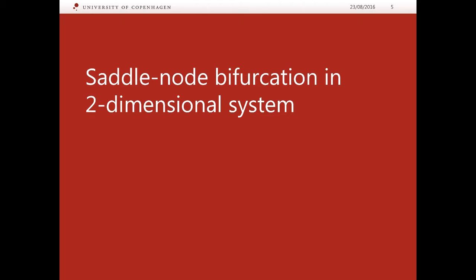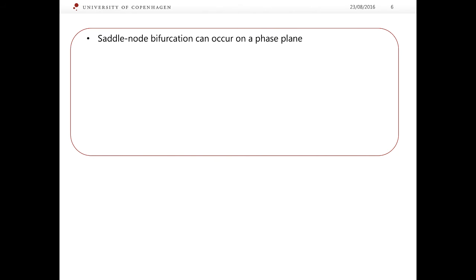Saddle node bifurcation can also occur in systems of high dimension. Consider how it happens in a two-dimensional system. Consider the phase plane, and suppose our system has a control parameter called alpha, and suppose that the bifurcation value of this parameter is alpha with subscript Sn for saddle node.